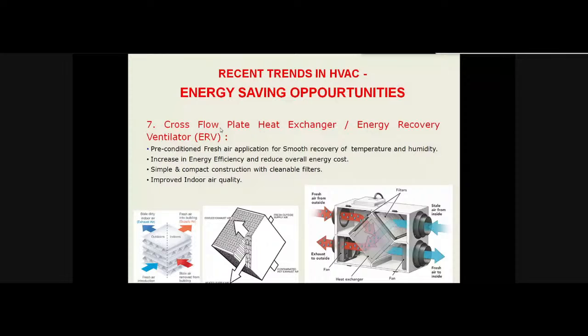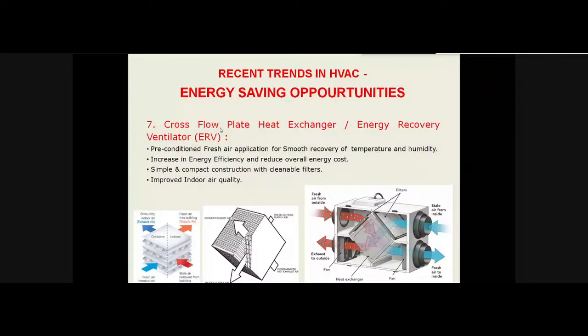And the eighth one is chilled beams. The term chilled beams has two types: active and passive chilled beams. Now we are going to see active chilled beams with a dedicated outdoor air system. This dedicated outdoor air system completely provides the fresh air requirement of the various rooms.